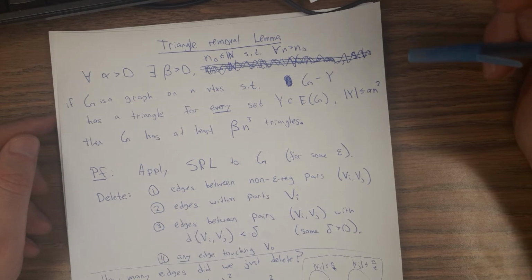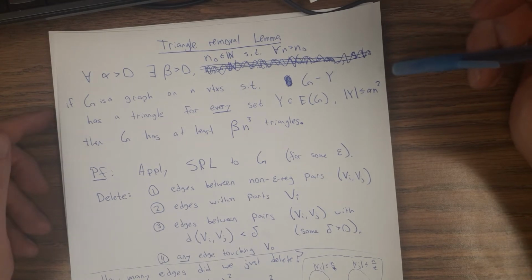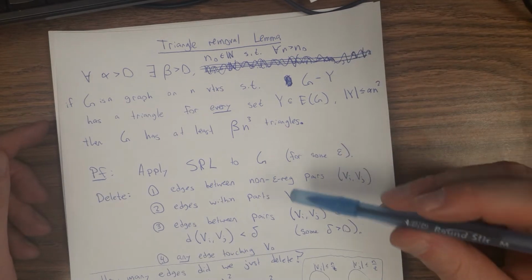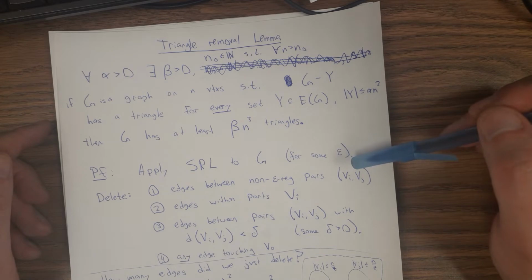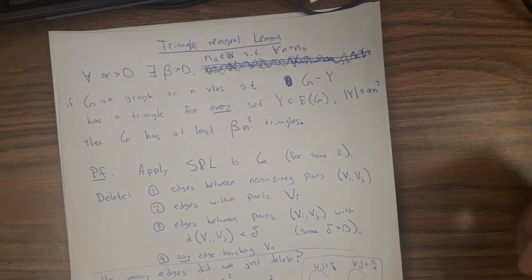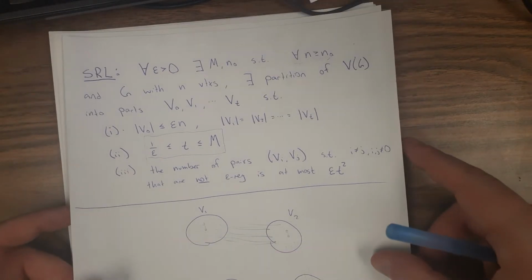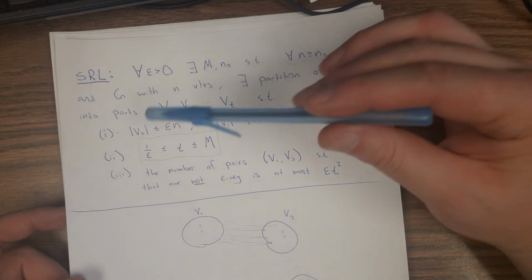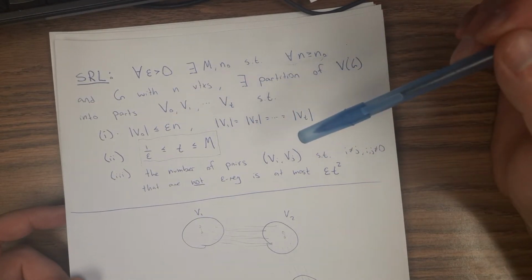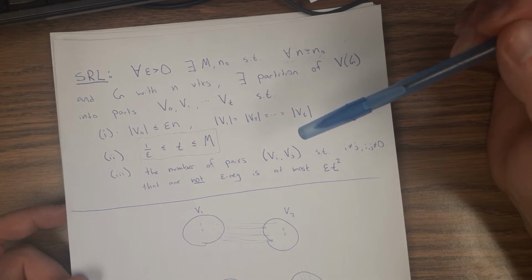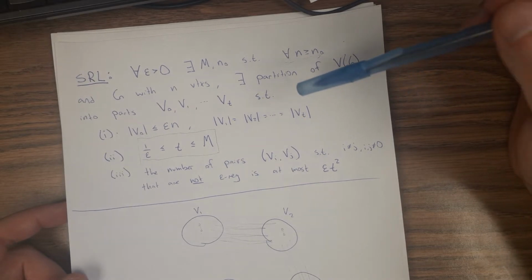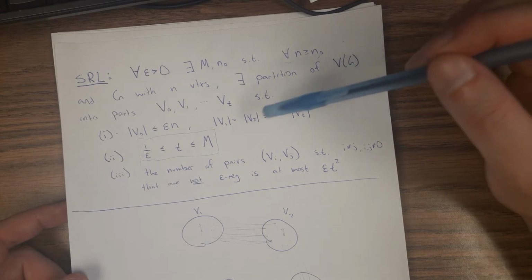Like I said, the proof is going to follow from Szemerédi's regularity lemma. We're going to apply the lemma to this graph for some epsilon that we'll talk about later. Here's the statement of Szemerédi's regularity lemma, just a page of notes from last time. When I say apply the lemma to G, basically I mean get this partition.